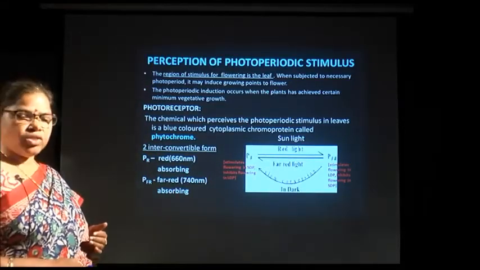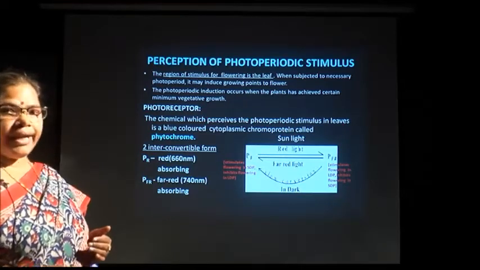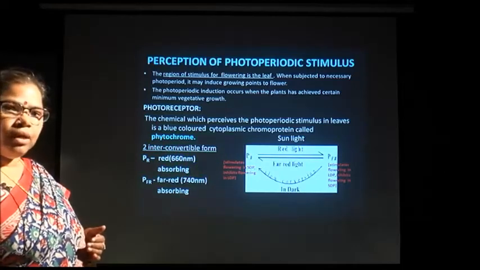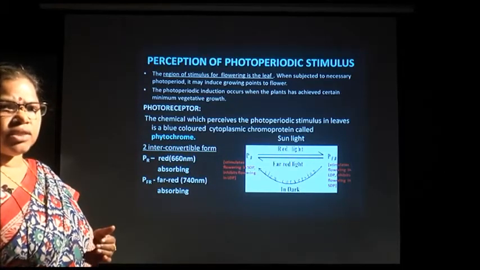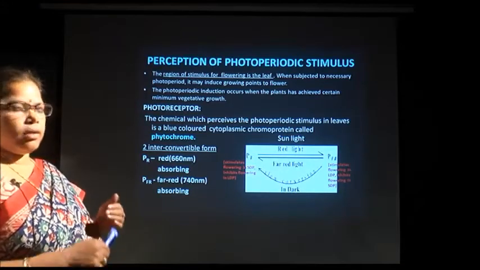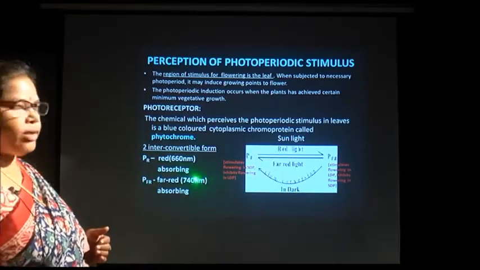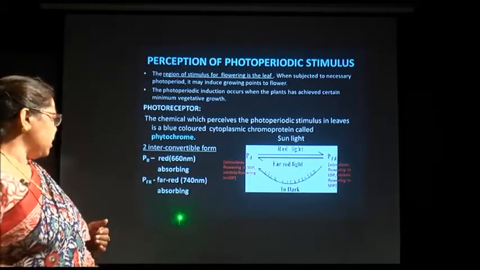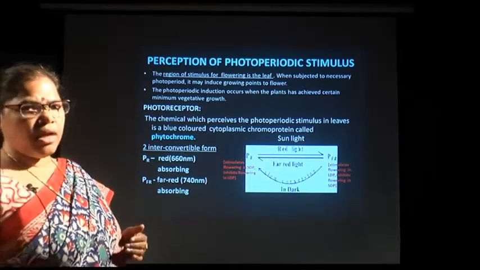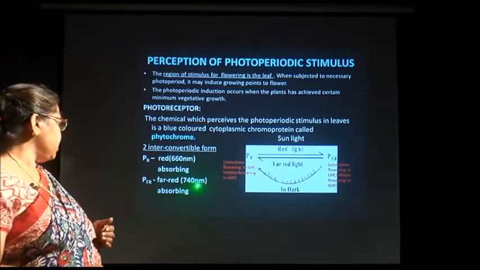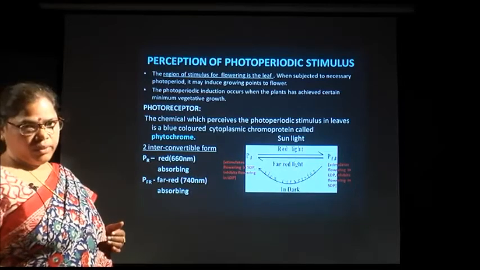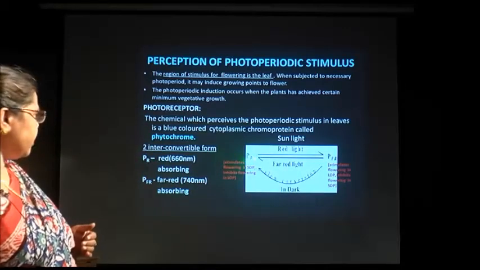PR means phytochrome red. That means this particular form absorbs light in the red region, at 660 nanometer. This is the wavelength of that red light which is absorbed by the phytochrome red pigment. Similarly, another form of the phytochrome is known as PFR, that is phytochrome far red pigment, which absorbs light at 740 nanometer. And these two forms are interconvertible.